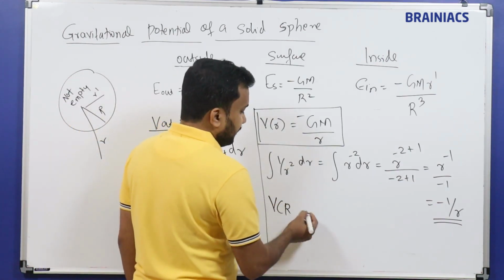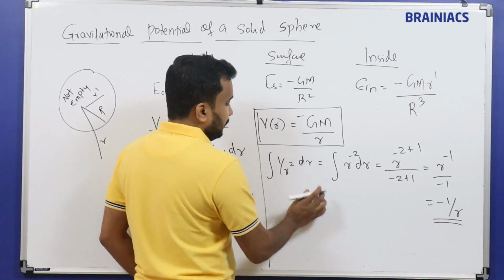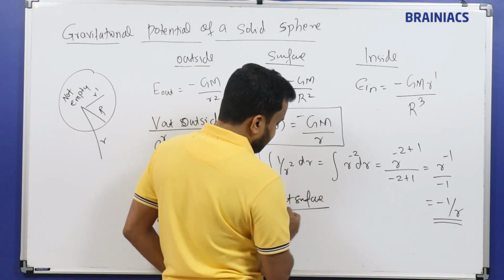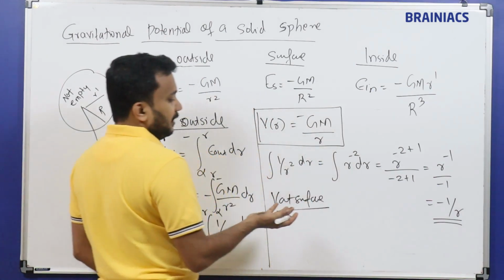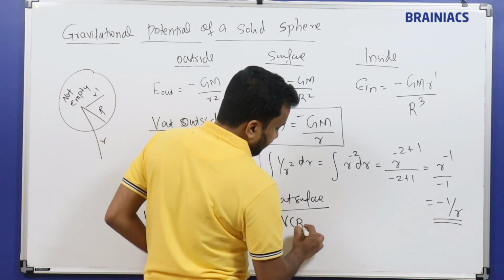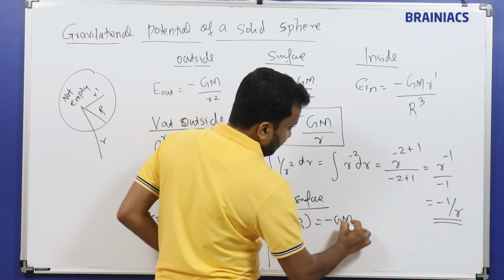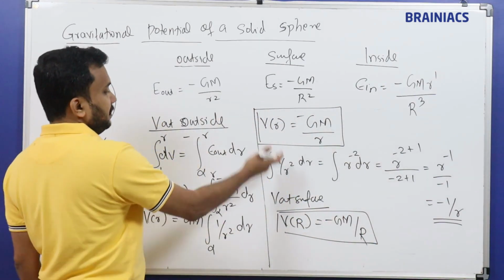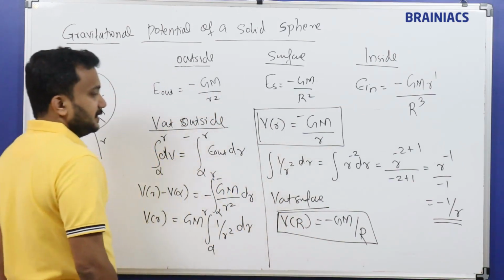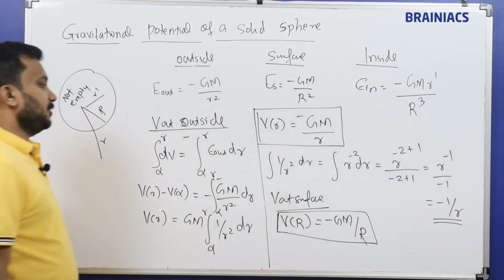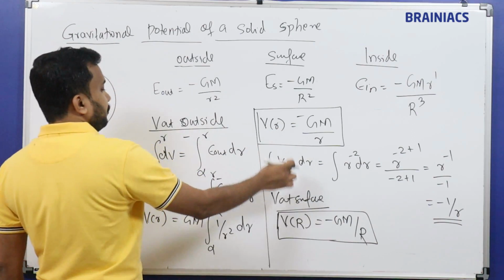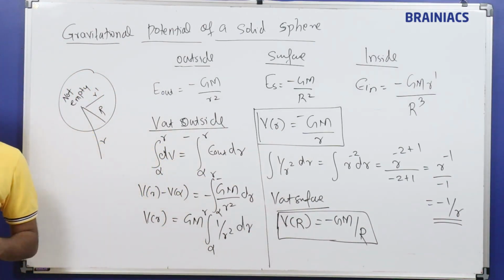Similarly I can say at surface. Okay, so V at surface, simple, small r should be replaced with capital R. So V of capital R will be equal to minus GM divided by capital R. So remember these two equations, that is at the surface. Okay, this is the potential at surface, and the other one is potential at an inside point.